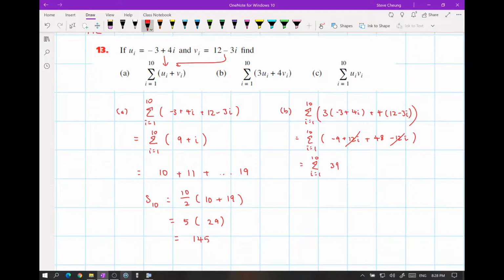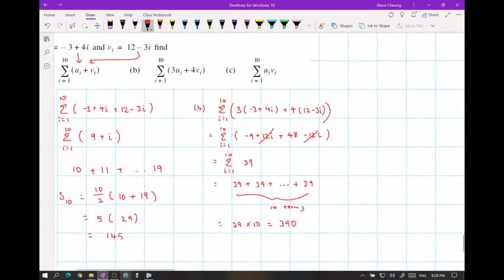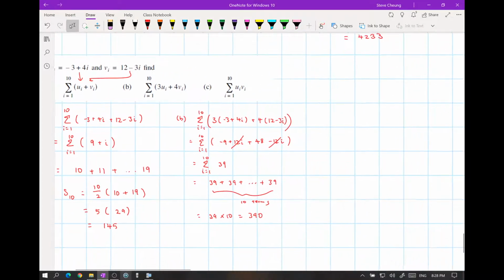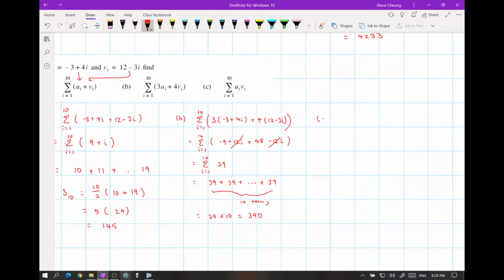So what's going on here? Because every time you put in i, it's still 39. So you can think of this as like 0i. No matter what you substitute, it's always 39. So basically, it is just 39 plus 39 plus 39, 10 terms. So this is just 39 times 10, which is 390. It's a constant series. Not very important, but it could be nice when you have a question like that, because it's just taking the number of terms times what that constant term is.